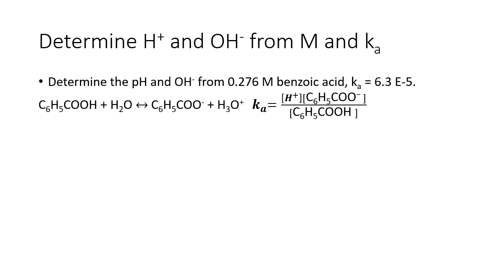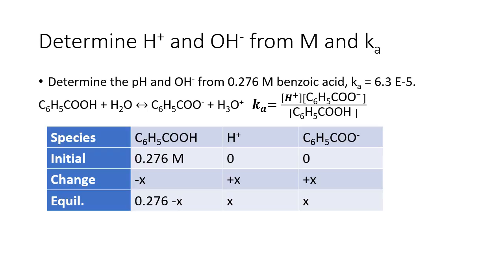So we write our equilibrium equation. Benzoic acid plus water becomes C6H5COO minus plus hydronium ion, and then we write our Ka. It's equal to H plus times C6H5COO minus over benzoic acid. We're now going to apply an ice table. So we know that we start with 0.276 benzoic acid, and we know that we're going to subtract off a certain amount X that dissociates.